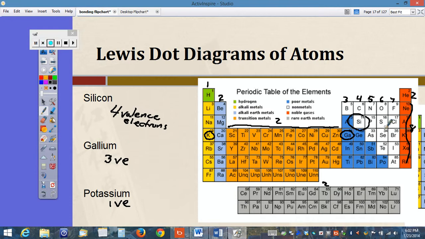So to determine the number of valence electrons, you count 1, 2, 3, 4, 5, 6, 7, 8, with the exception of helium, which has 2. Everybody in the middle has 2, and everybody down below has 2. So how are we going to use this?